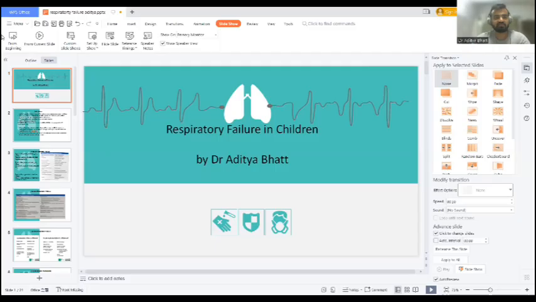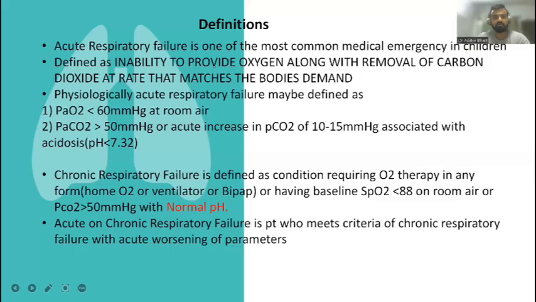Welcome to another lecture, and today we'll discuss something about respiratory failure in the pediatric population. So here we begin with the lecture on respiratory failure in the pediatric population. Acute respiratory failure is one of the most common emergencies that we see in children, and it is due to inability to provide oxygen along with removal of carbon dioxide at the rate at which the body demands.